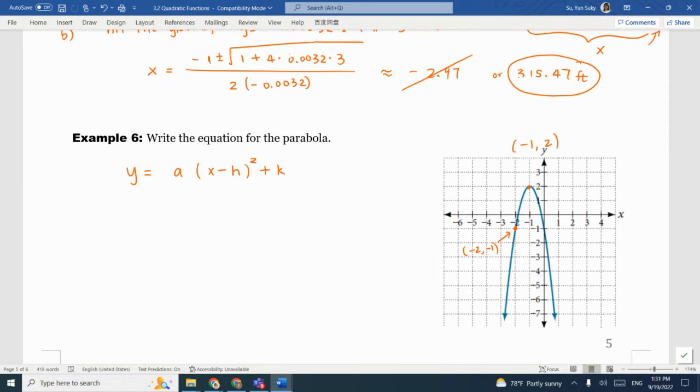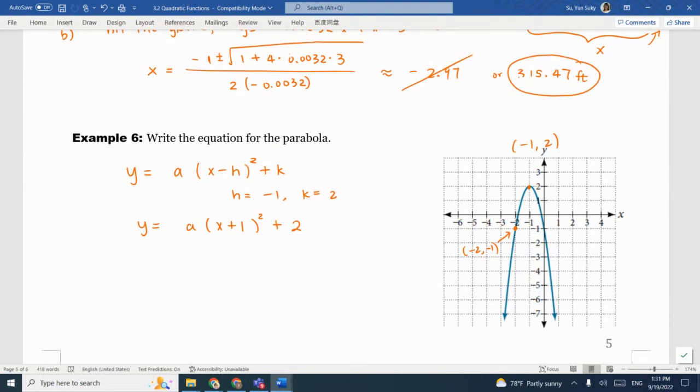Yes. H. What's H? Look at your vertex. What's H? Negative 1. And what's your K? 2. So we plug in. Okay, what's inside the parentheses? X. Very good. Plus 1. Because when we plug in, it's minus negative 1. It becomes plus 1. Right, everybody? All right, and plus K. K is 2. Yes.